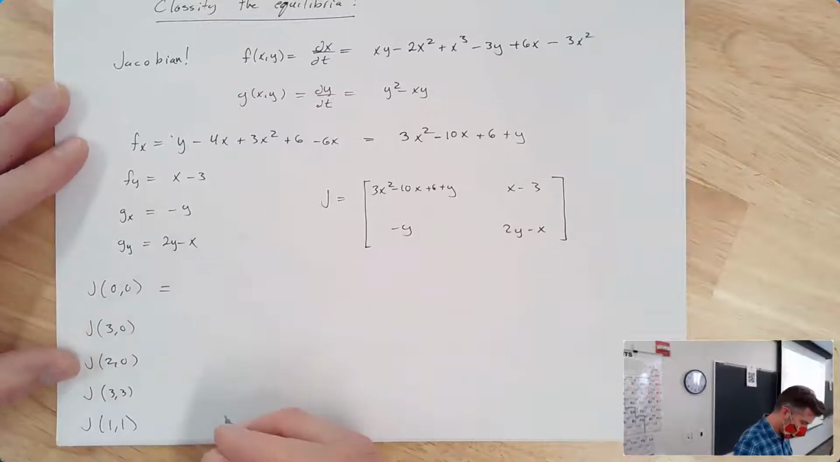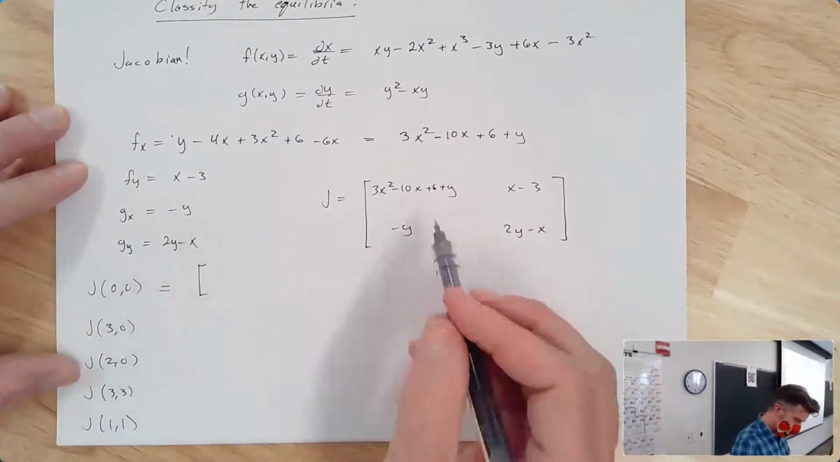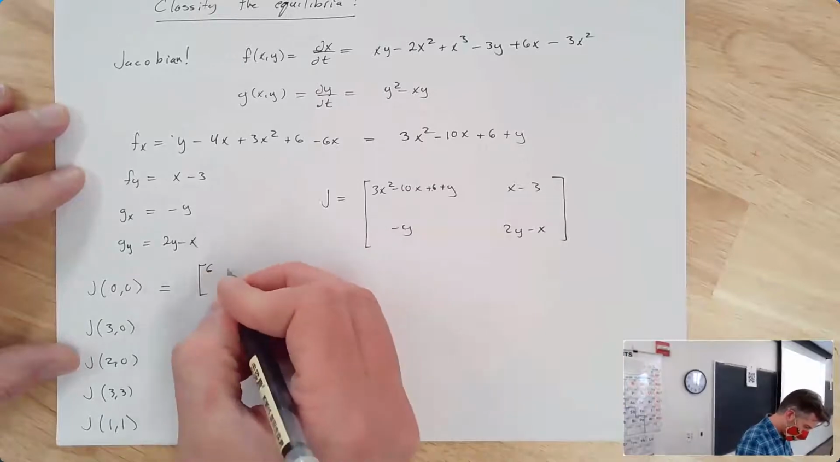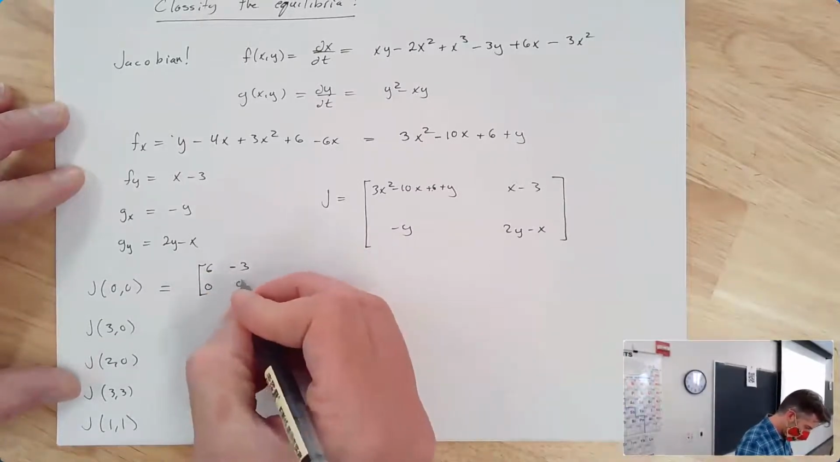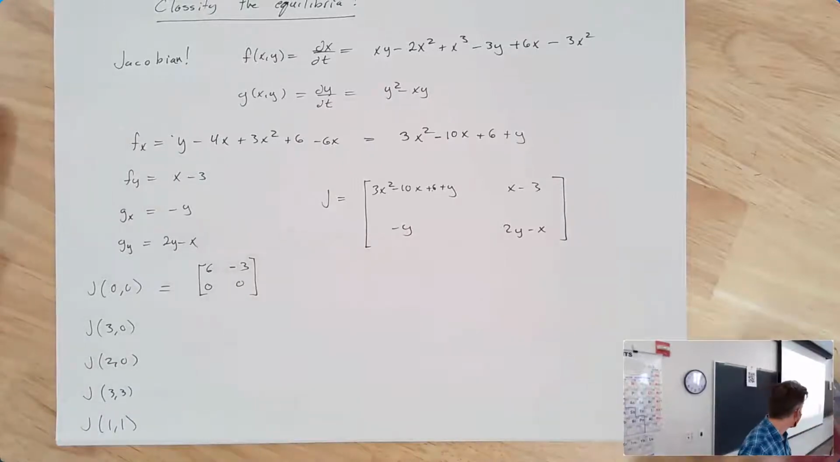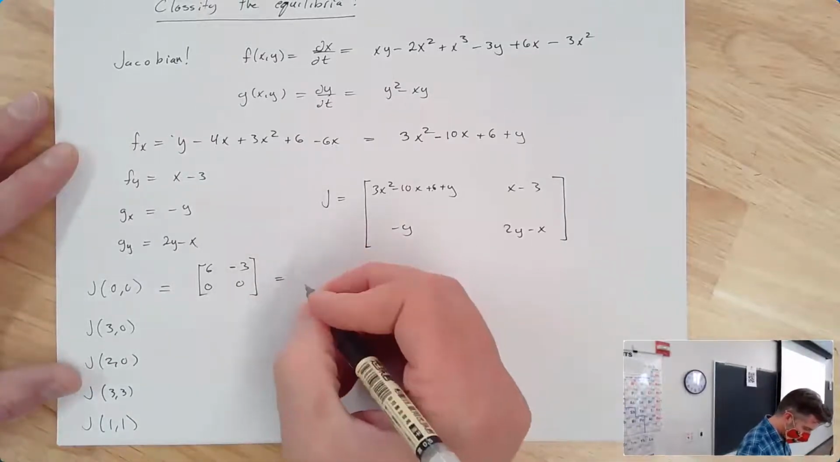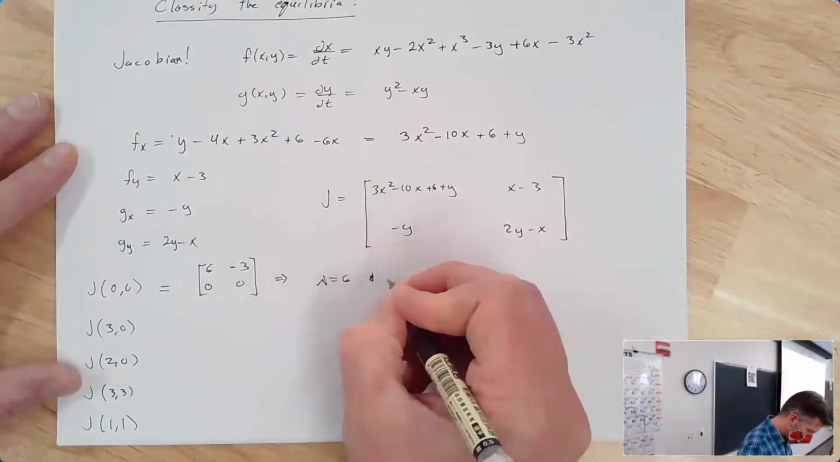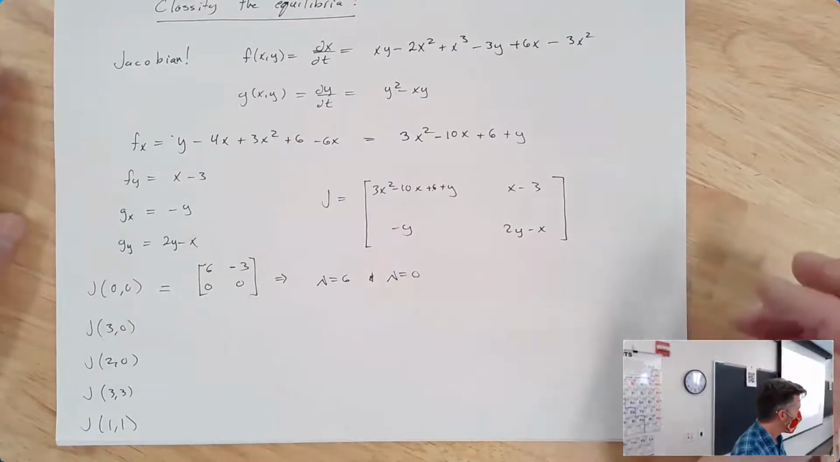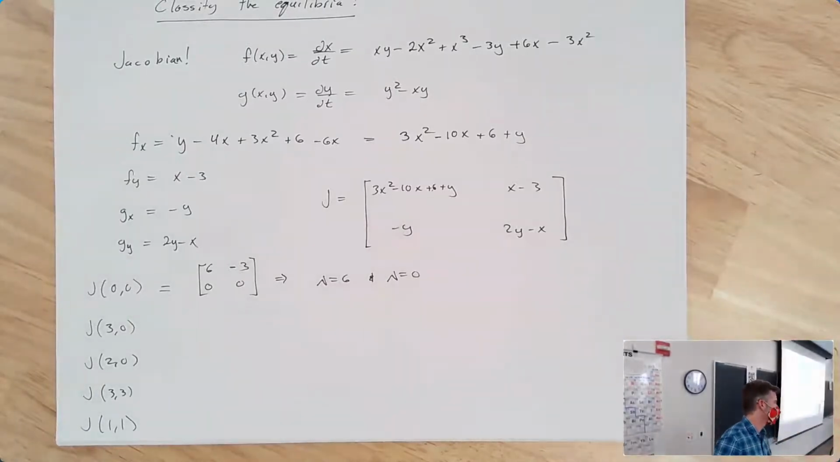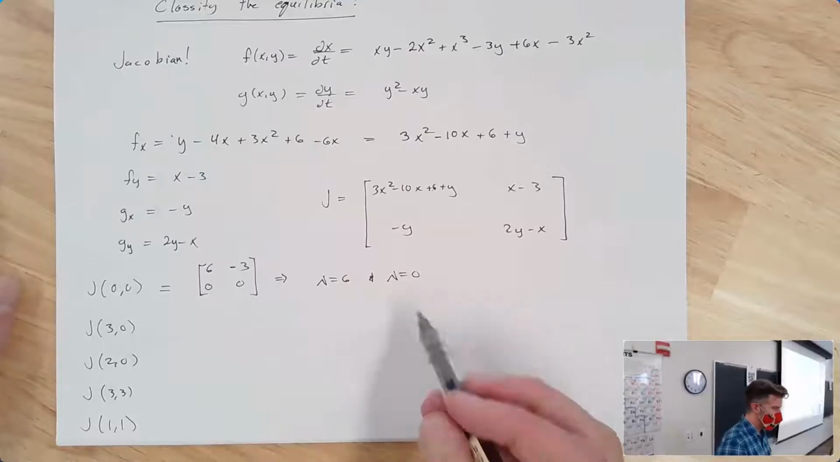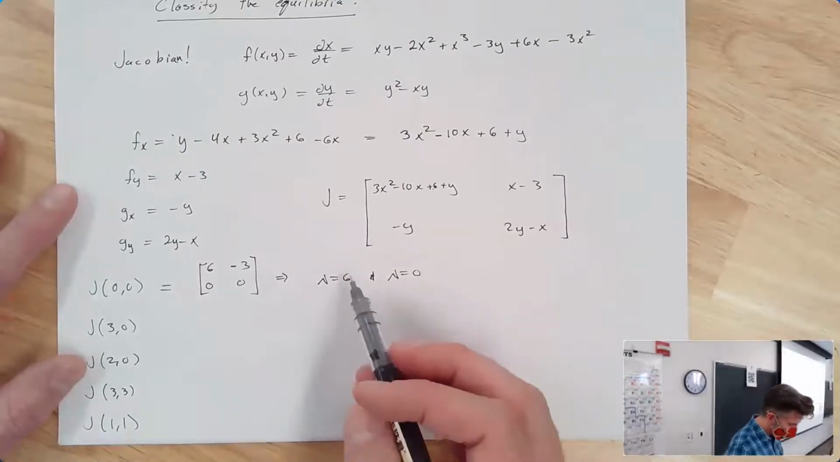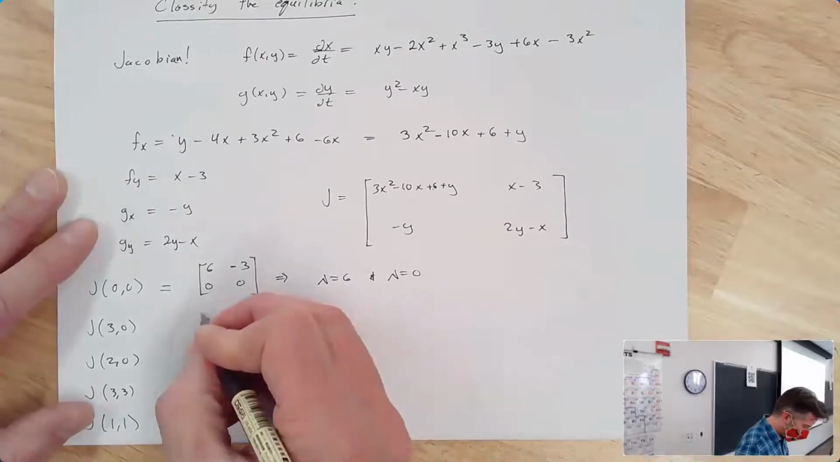So J of 0, 0 is going to be, zeros are nice, 0, 0, 6, 0, negative 3, 0, 0. Wow. So we've got, what does it mean when one of the eigenvalues is 0? That's a good question. Let's come back to that. We'll circle back. We might have multiple of these, but we'll come back.